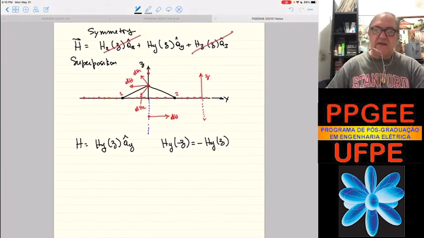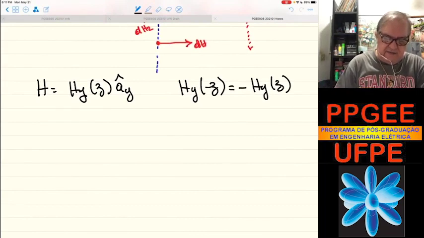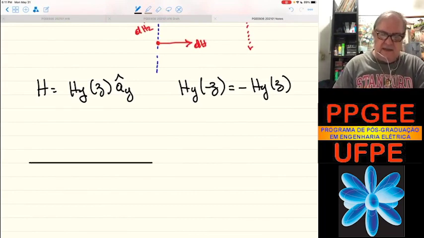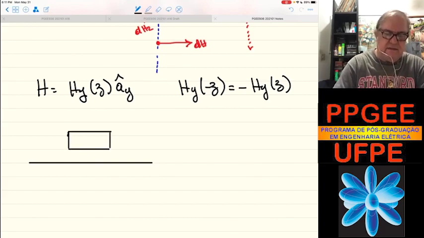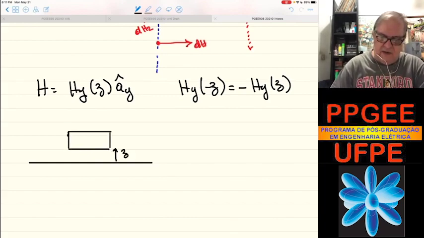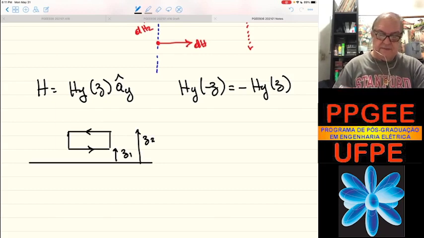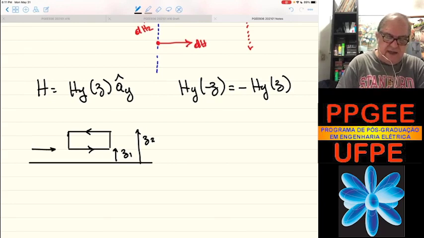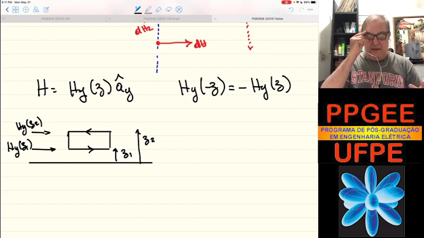So we can draw some conclusion using Ampere's law. I can make some specific cases here. For instance, I can make a closed path here, okay? Here, let's say Z1, and here is Z2. So here the field is going to have a component Hy of Z1, and here the field would have a component Hy of Z2. I'm pulling to the right, but it is to the left, so Hy is negative, in fact, okay?